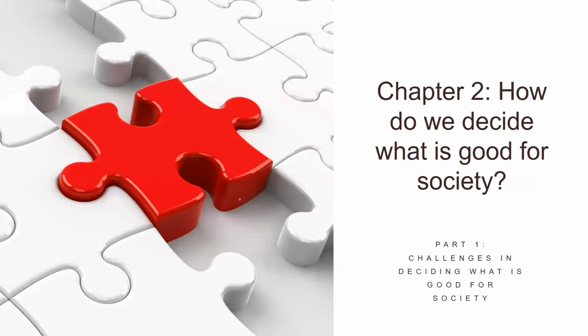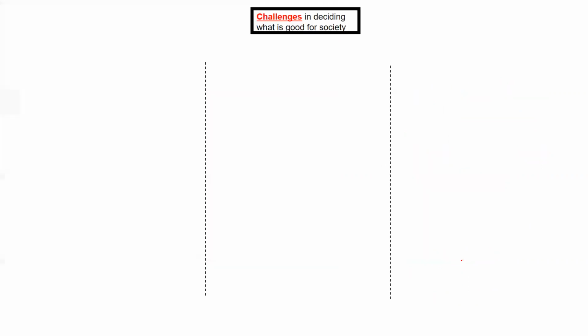All right. Chapter 2. Chapter 2, we have a few parts. In part 1, we're going to learn about some challenges in deciding what is good for society. That means in a society, it is not going to be easy to make decisions that everyone is going to be happy with. So we're going to see what the big challenges are, the factors that you should know that make things very challenging.